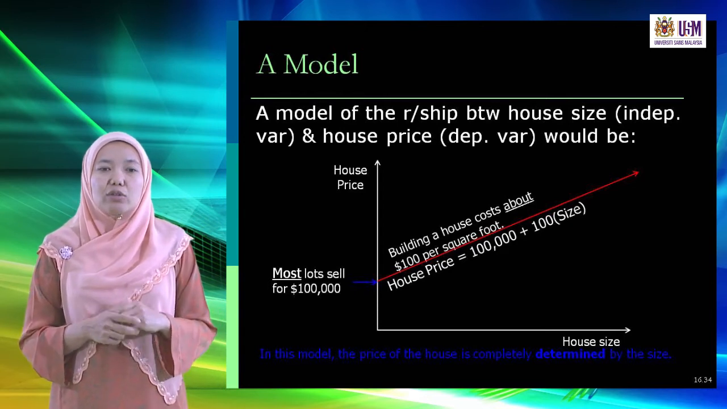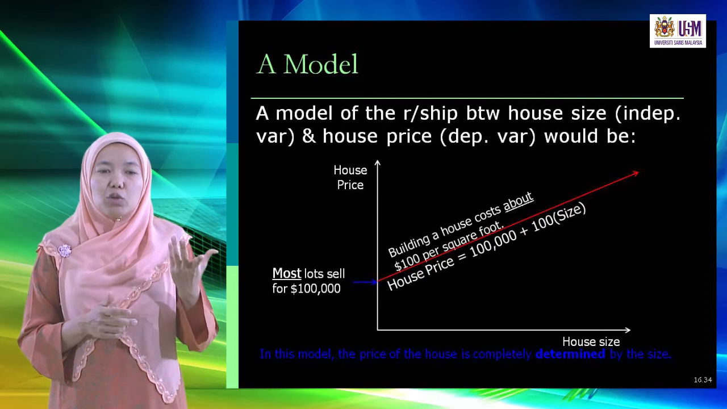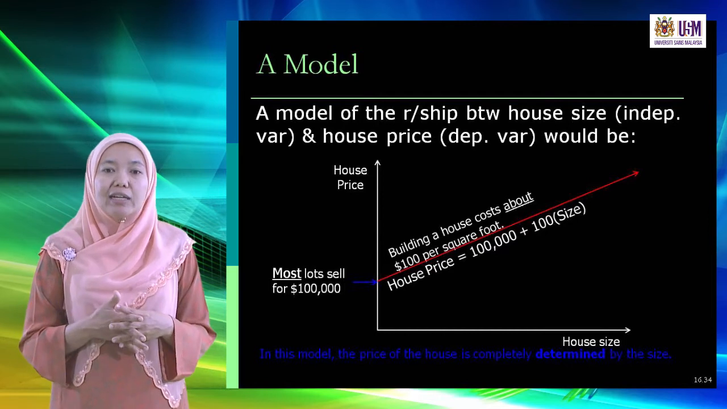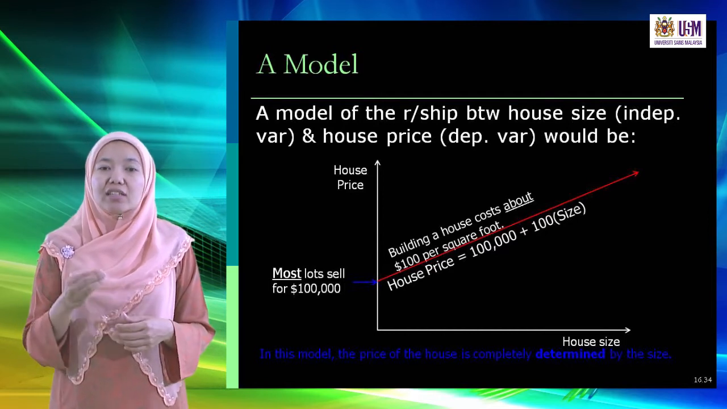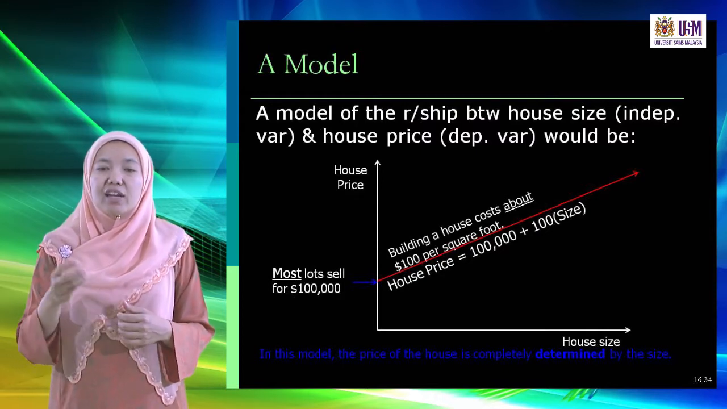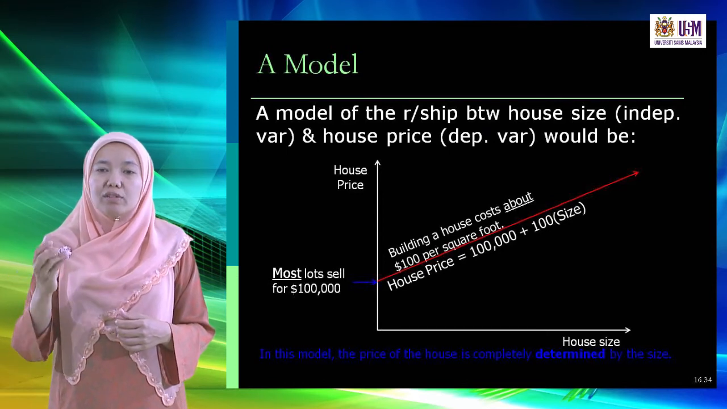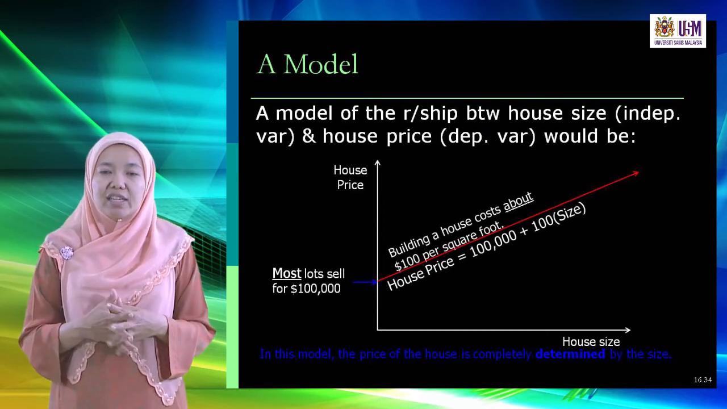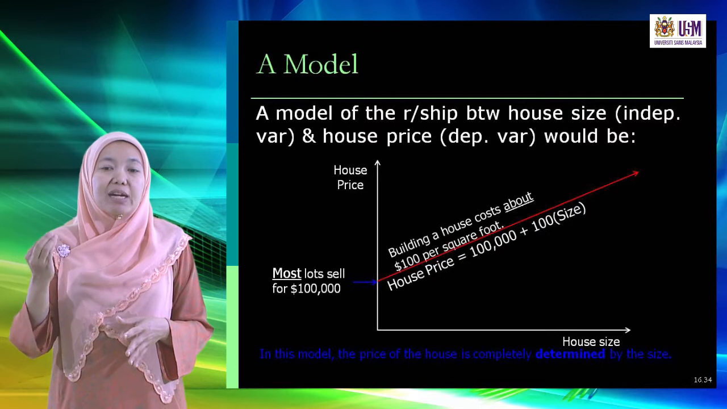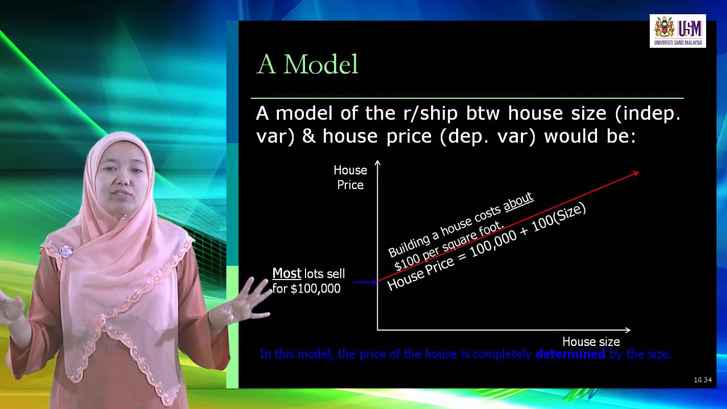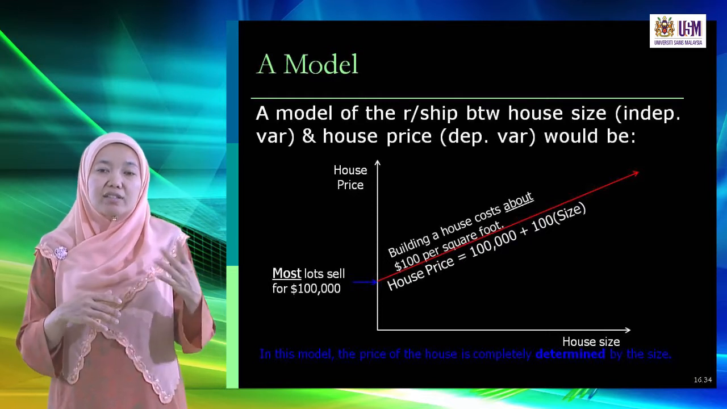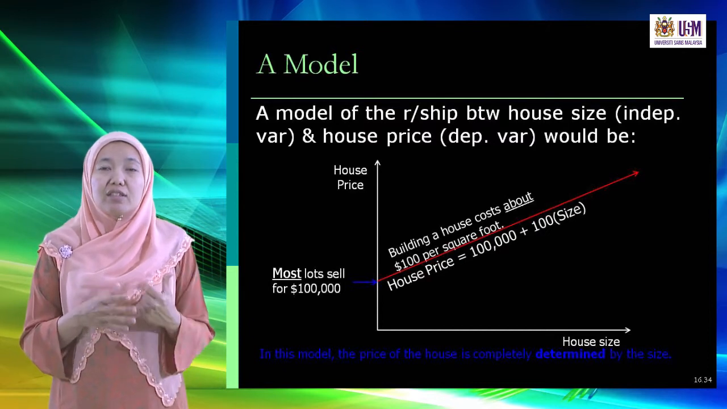So in this case, you start with the lot, the land where you build your house. Let's say in this case it sells for $100,000, while the cost of building the house is $100 per square foot. So $100,000, the cost of the land, plus $100 per square foot multiplied by the size, the cost of building the house. So in this model, the price of the house is completely determined by the size of the house. There are no other variables. So if the size is different, then only the price is different.